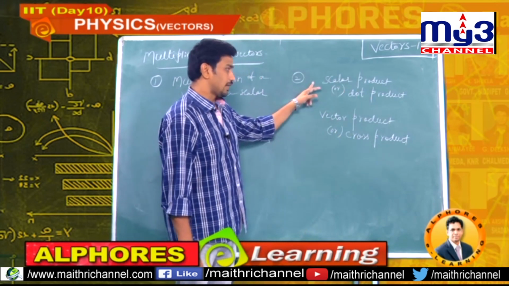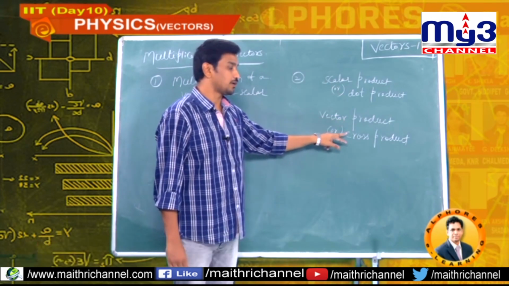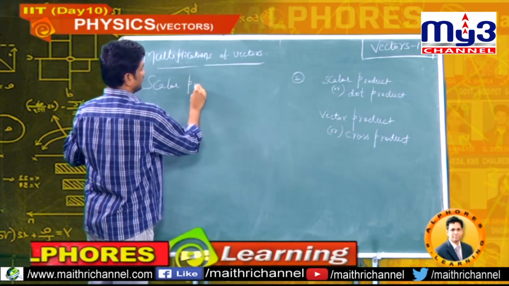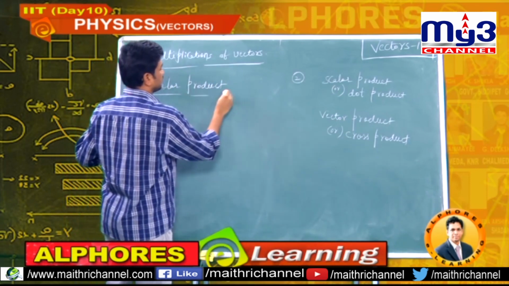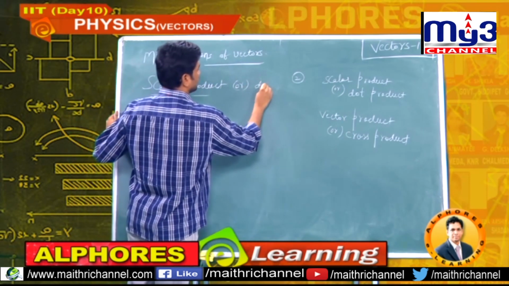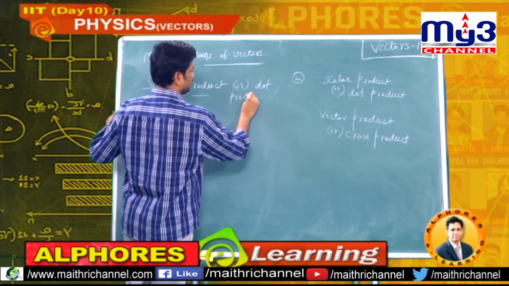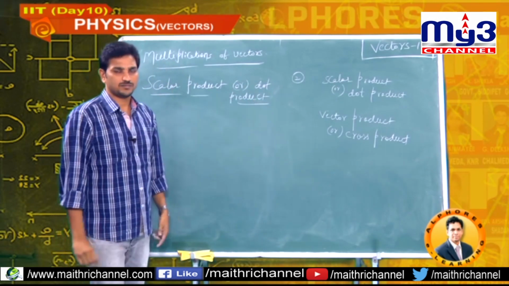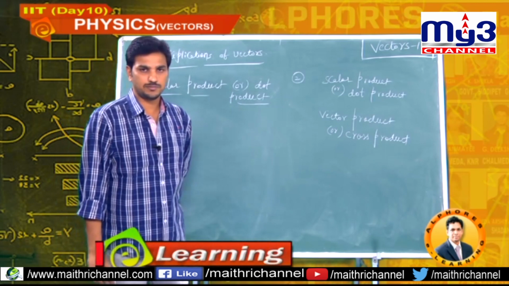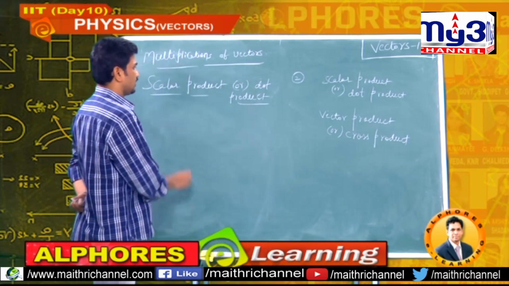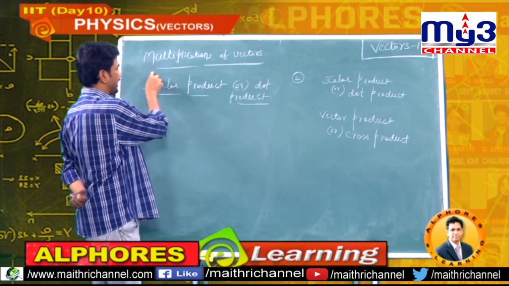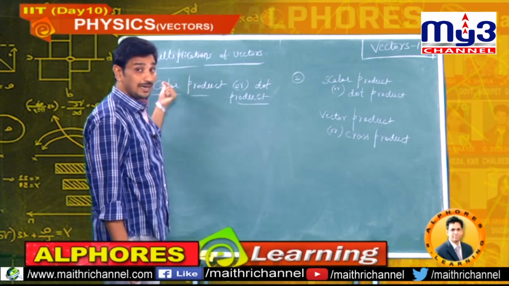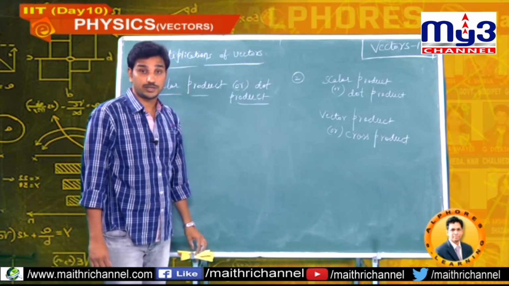We will see scalar product or dot product first. Next we will go for vector product or cross product. Scalar product or otherwise dot product. See, what is the meaning of scalar? Scalar has only magnitude, it does not have direction. Here if you multiply two vectors, the answer will be scalar. If the product of two vectors is scalar, then that product is the scalar product.